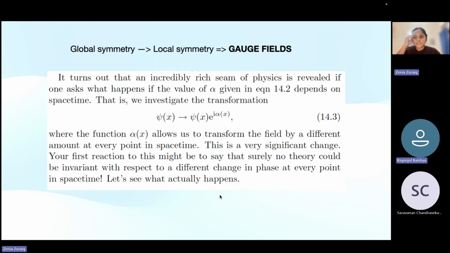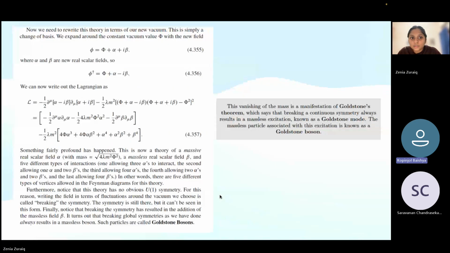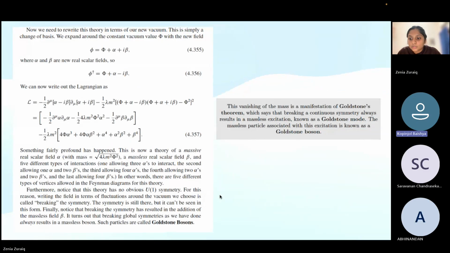Now, I have a question. Are alpha and beta infinitesimal, or are they regular variables? So alpha and beta are two real fields. Initially we had this complex scalar field, and because we have done a coordinate transformation, we are still writing it as alpha and beta. Alpha and beta are two real fields. But they say that we're expanding around the constant vacuum value of phi. So is there any way that alpha and beta are actually very small in magnitude or something like that?